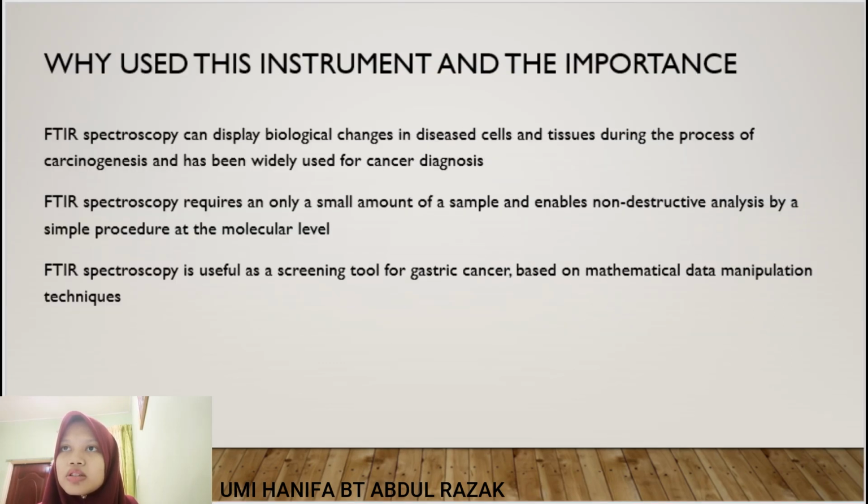Why use the instruments and what is the importance? FTIR spectroscopy can display biological change in disease cells and tissues during the process of carcinogenesis and has been widely used for cancer diagnosis. FTIR spectroscopy requires only a small amount of sample and enables non-destructive analysis by simple procedures at the molecular level. FTIR spectroscopy is useful as a screening tool for gastric cancer based on mathematical data manipulation techniques.